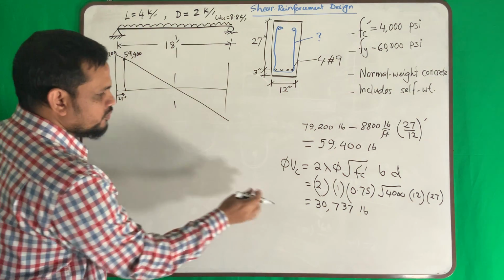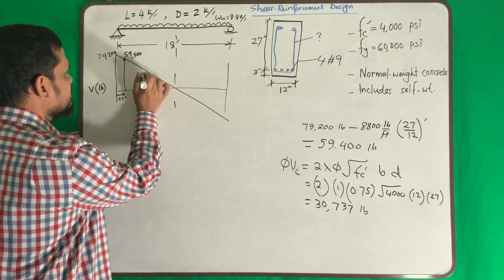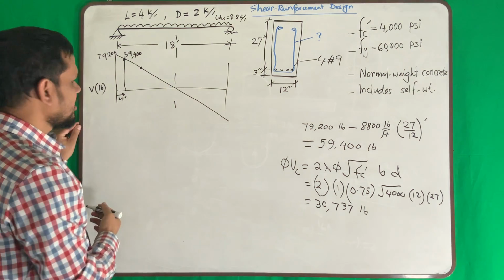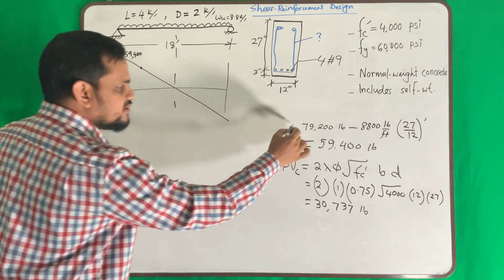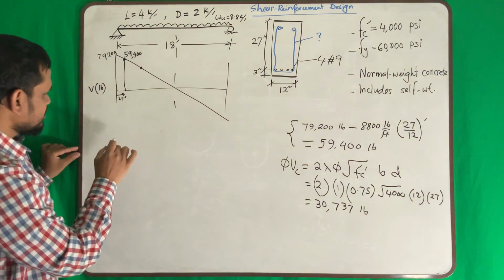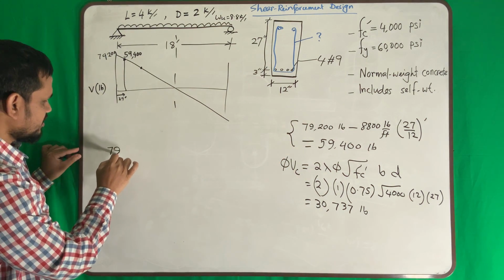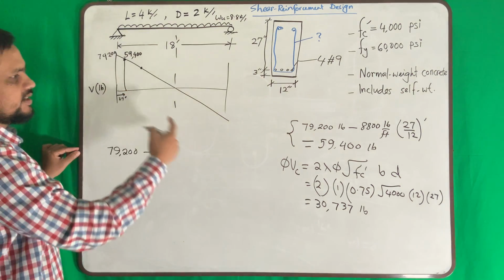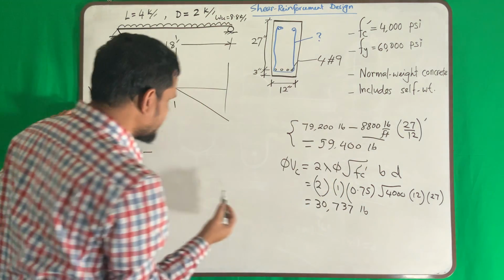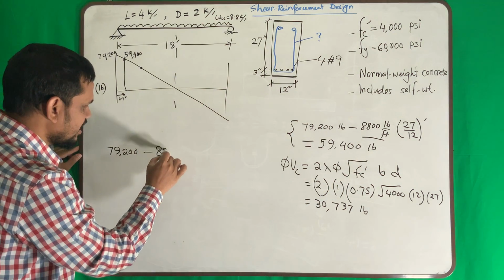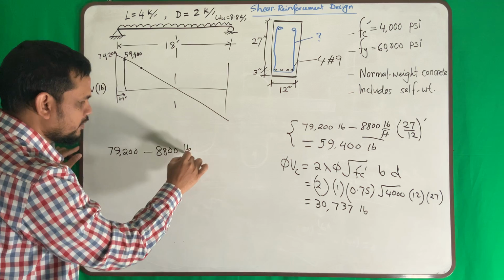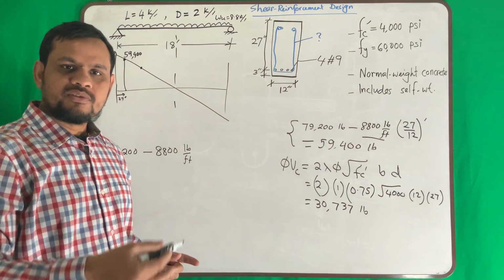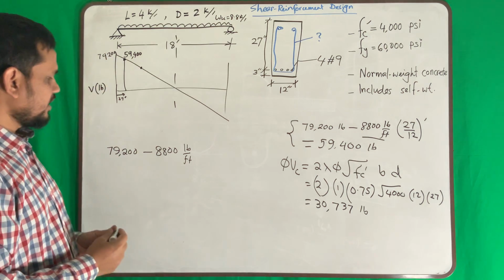Okay, so now we need to locate this shear force somewhere here. How will we locate it? Same concept we did here. At the beginning my shear force was 79,200. Then it is decreasing 8800 pound per feet. Now where did I get it? It is my uniformly distributed factored load.